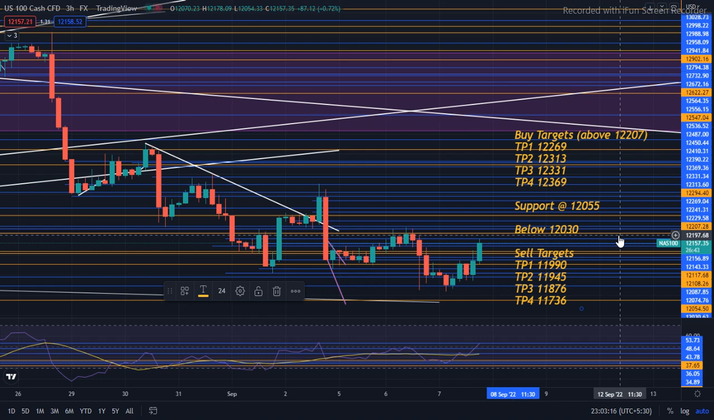I'll show in the smaller time frame also how I have done that analysis. Let me read out the targets and the levels for confirmation. The fourth target going long will be 12369. All right, below 12030 we'll take a bearish position. The first target will be 11990, the second target will be 11945, the third target will be 11876, and the fourth target will be 11736. All right, now let us see in the smaller time frame.